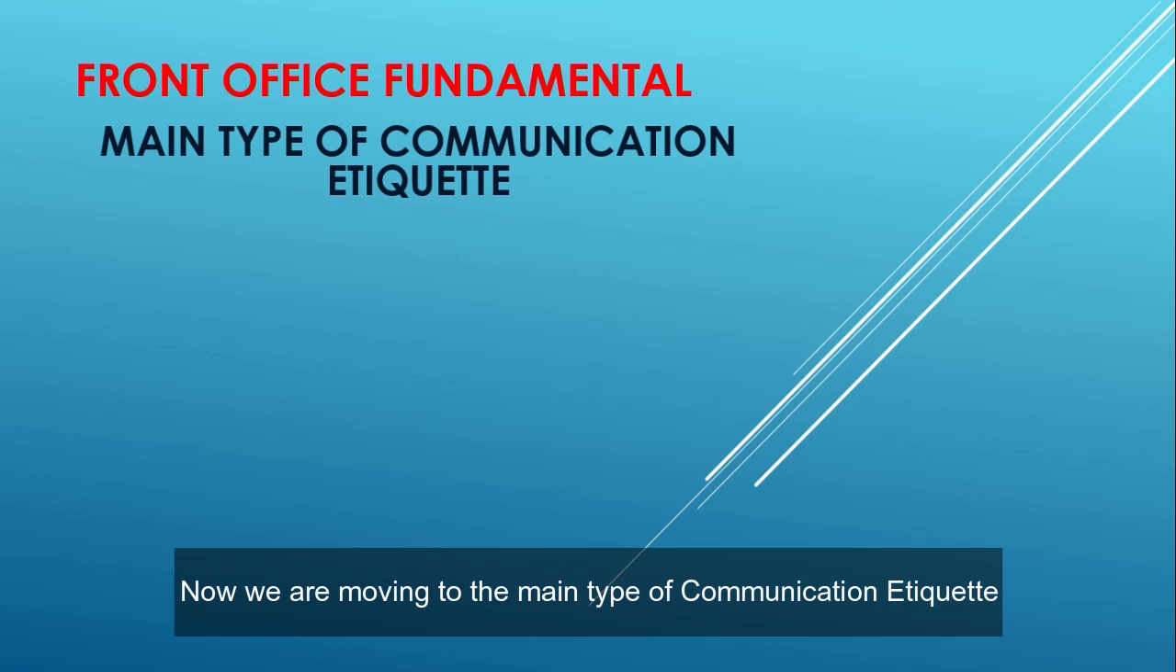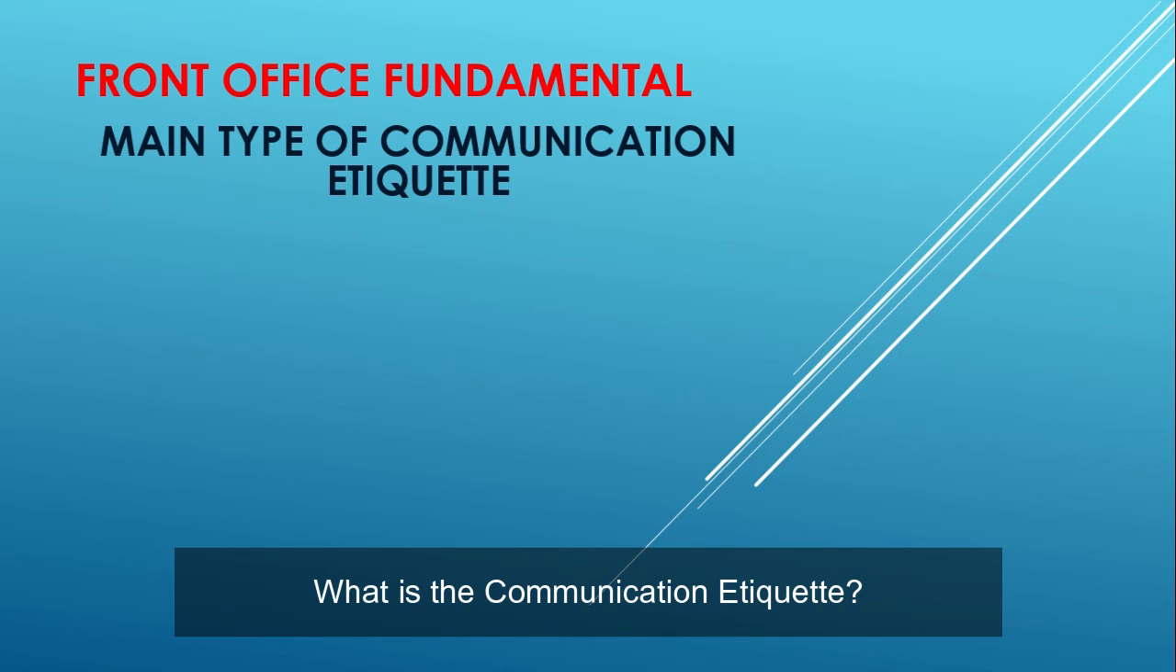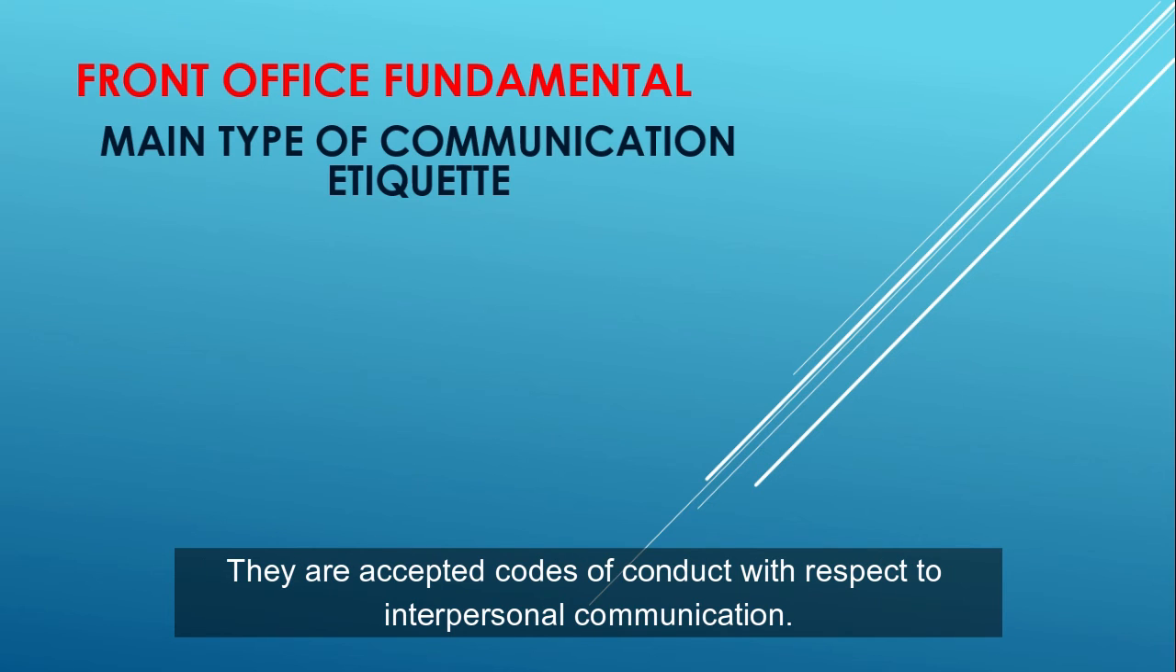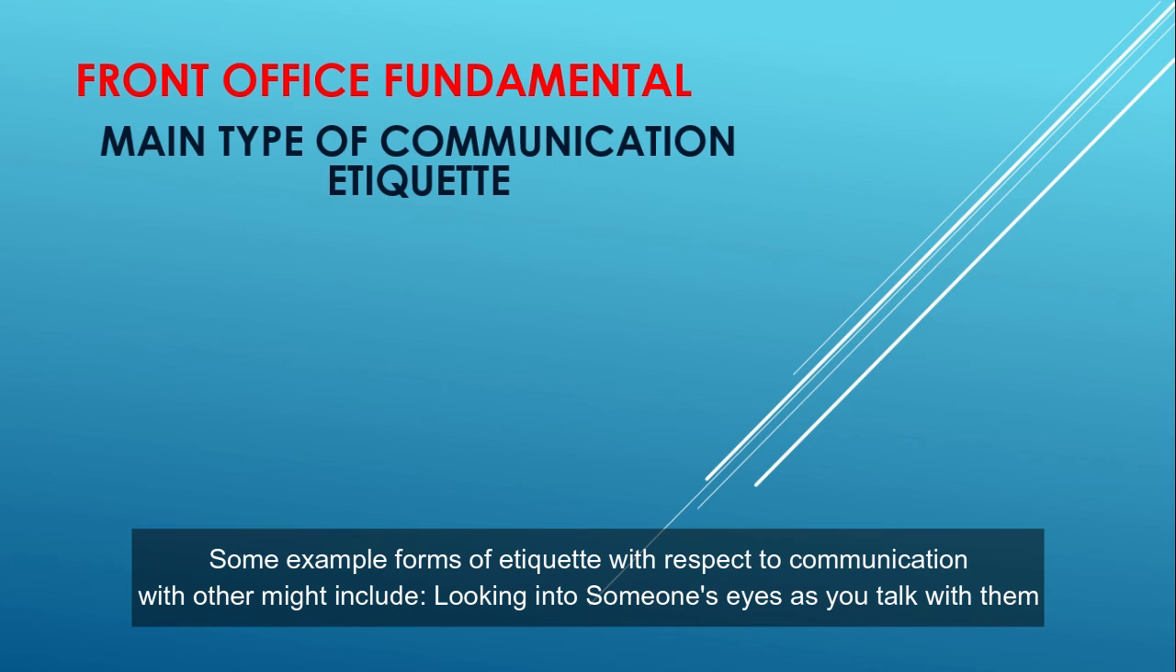And now we are moving to the next criteria, the main types of communication etiquette. So what is communication etiquette? Etiquette is a term that refers to the conventions and norms of social behavior. They are a sub-code of conduct with respect to interpersonal communication. Some examples of etiquette with respect to communicating with another include looking into someone's eyes as you talk with them.